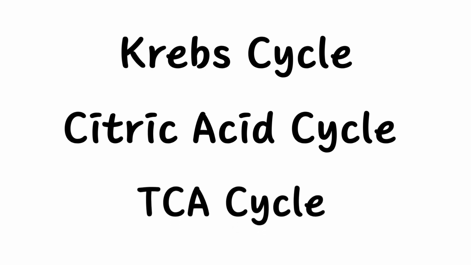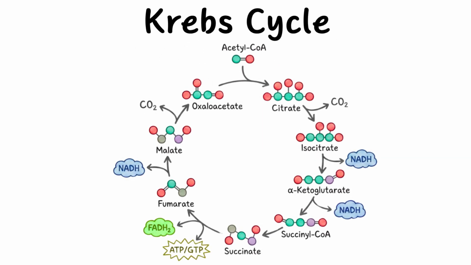The Krebs cycle, also called the citric acid cycle or the TCA cycle, is another complex biochemical process that is complex yet very important. Again, just from looking at the picture of the Krebs cycle, you can see that a lot is happening. In this video, we'll simplify the entire process of the Krebs cycle.